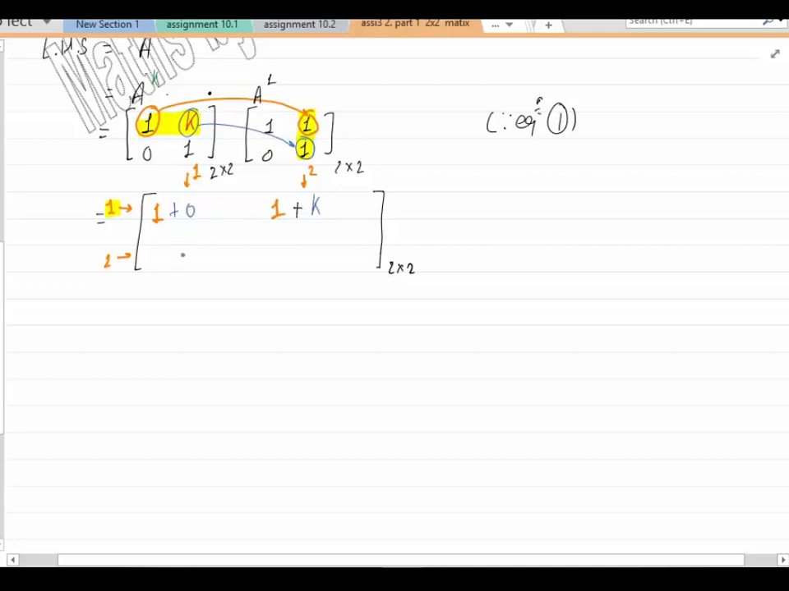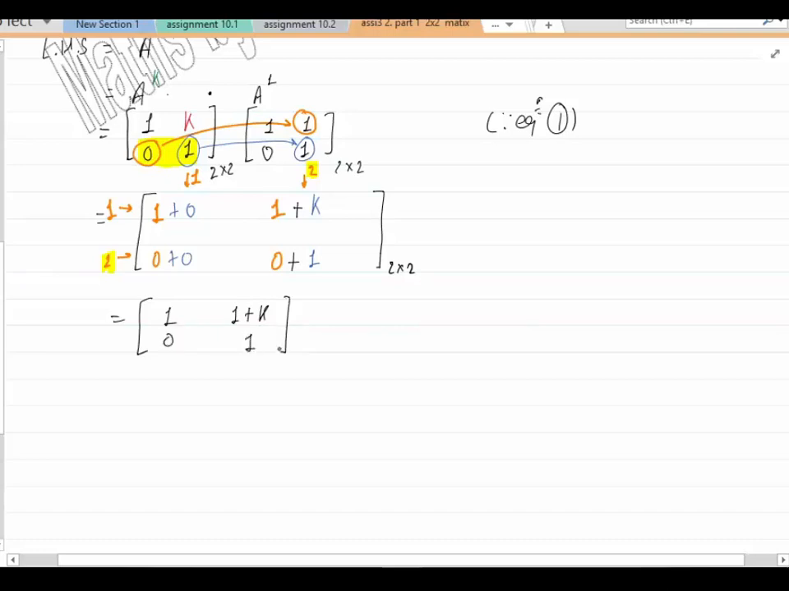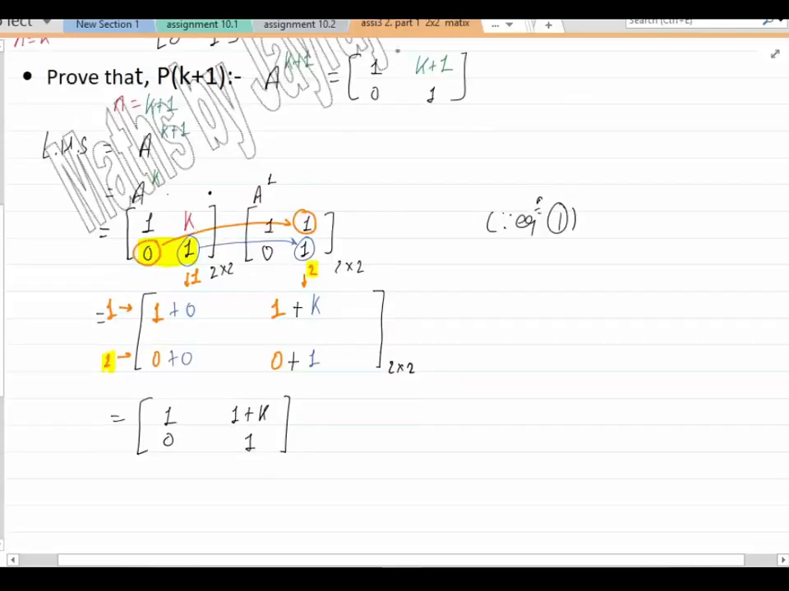Now it's time for the second row's first element, which is in second row first column. So let's multiply: 0 with 1 will give us 0, and 1 with 0, again we get 0. Similarly, the last element will be 0 plus 1. So here we get the resultant matrix as 1, 1 plus k, 0 and 1. So tada! This is your right hand side.